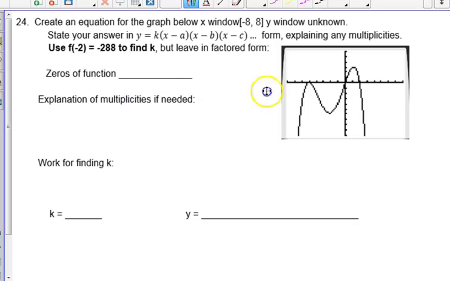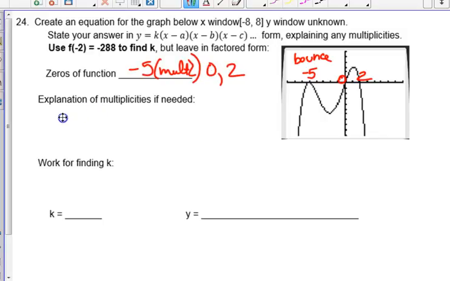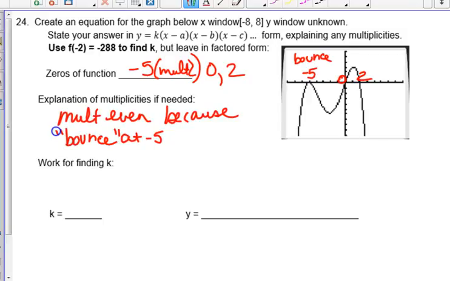All right. The zeros of this function: -1, -2, -3, -4, -5, and there's a bounce. It crosses at 0 and it crosses at 2. So the zeros are at -5, multiplicity 2, 0, and 2. Multiplicity is even, or 2, because of the bounce. Or you could say, because it doesn't cross, it only hits the x-axis.